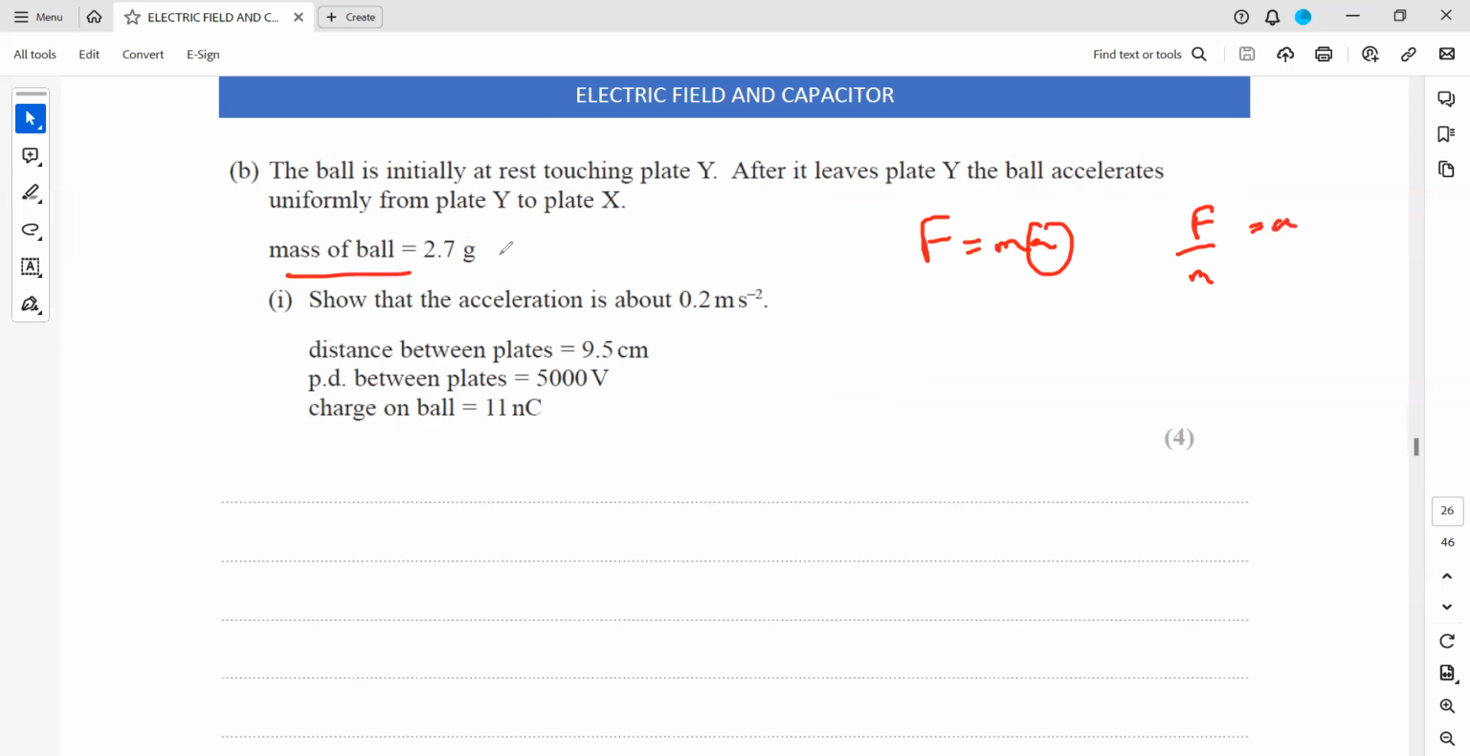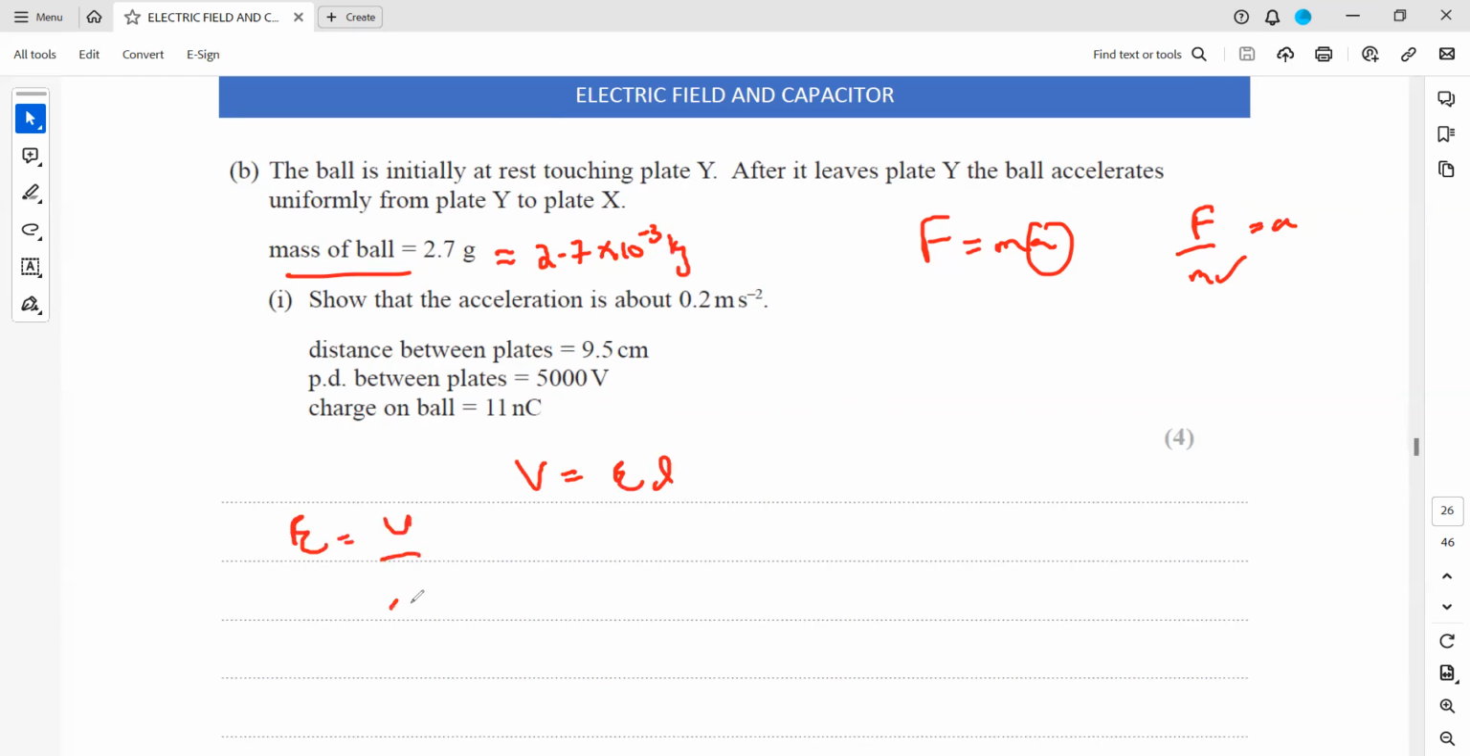We have the mass of the ball, which is 2.7 gram, and we have to convert it into kilograms. So 2.7 into 10 to the power minus 3 kilogram, as we divide by 1000. To get the acceleration, the mass is already there. We need the force. How can we work out the force? First, we'll work out the electric field.